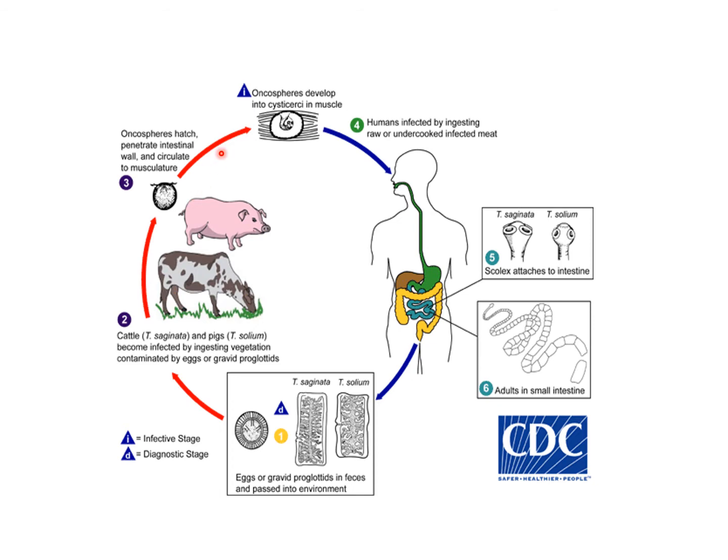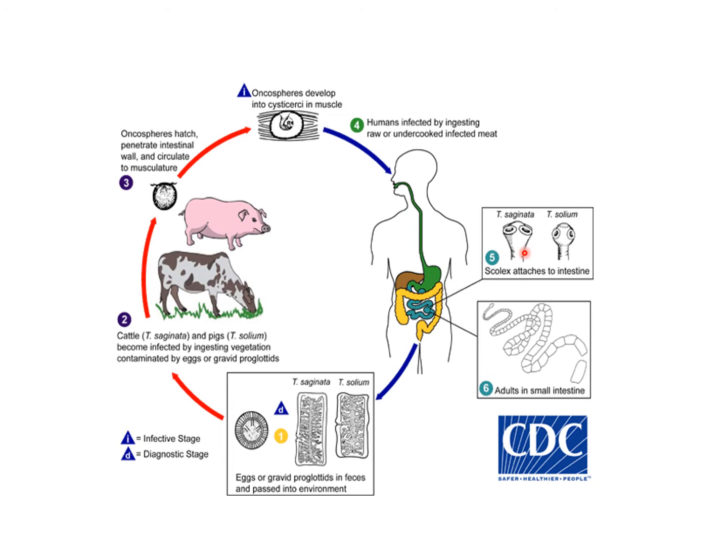Humans become infected by ingesting raw or undercooked infected meat. In the human intestine, the cysticercus develops over 2 months into an adult tapeworm, which can survive for years. The adult tapeworm attaches to the small intestine by its scolex. Here, shown in the diagram, we can see the scolex and reside in the small intestine. The length of the adult tapeworm is usually 5 meters or less for Taenia saginata. However, it may reach up to 25 meters.